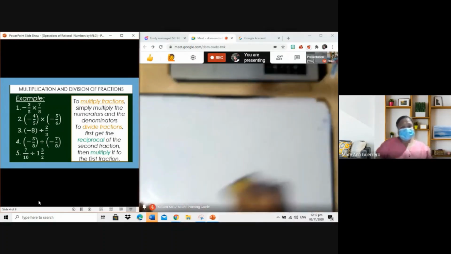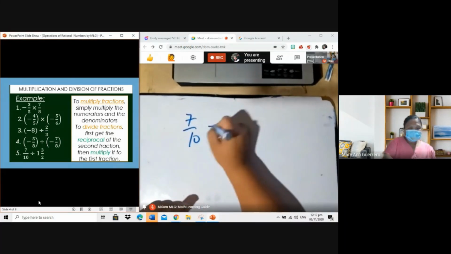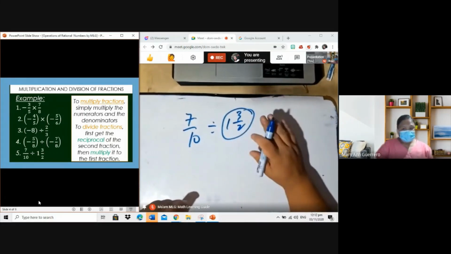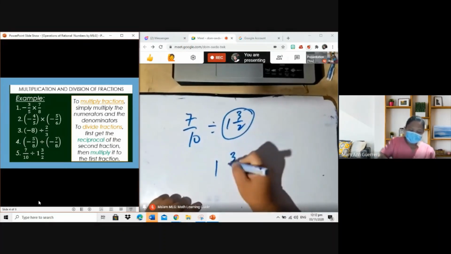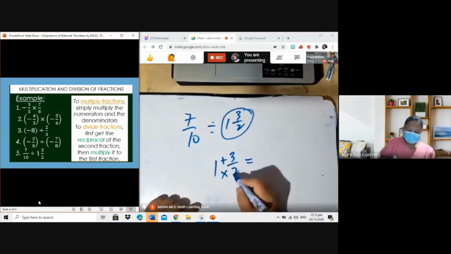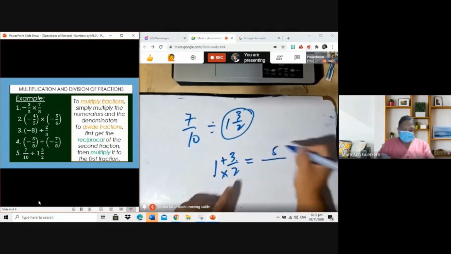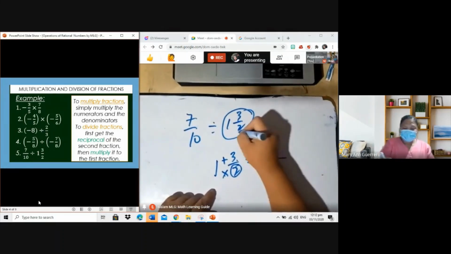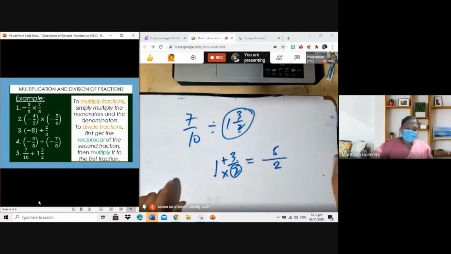Now, let us have 7 over 10 divided by 1 and 3/2. First, make this an improper fraction. So that is 1 and 3/2. That is 2 times 1 plus 3. 2 times 1 plus 3 will become the numerator. So that is 5. The denominator will be 2, which is the denominator of the fraction part of the mixed number. So that is 5 over 2.